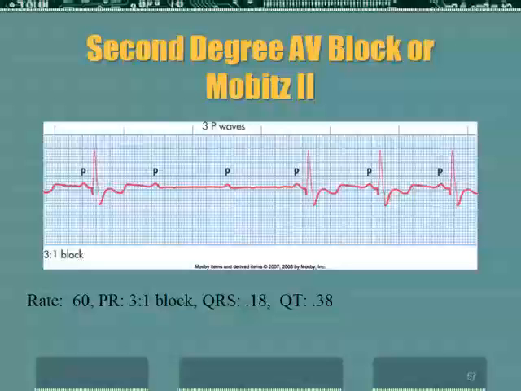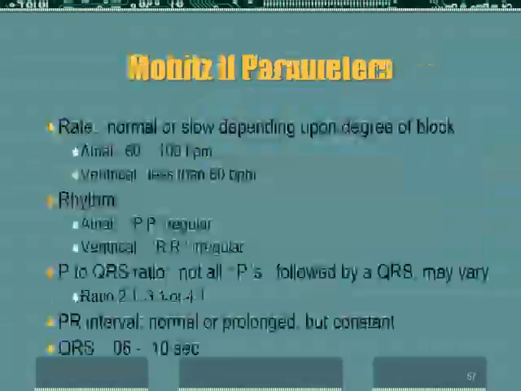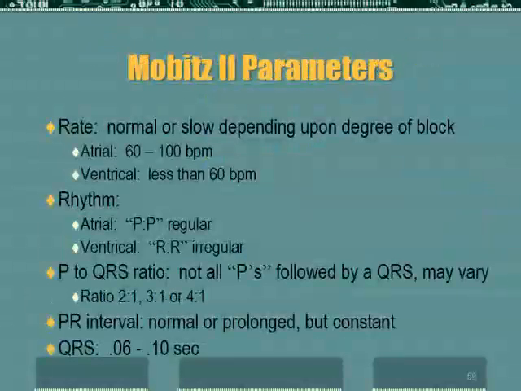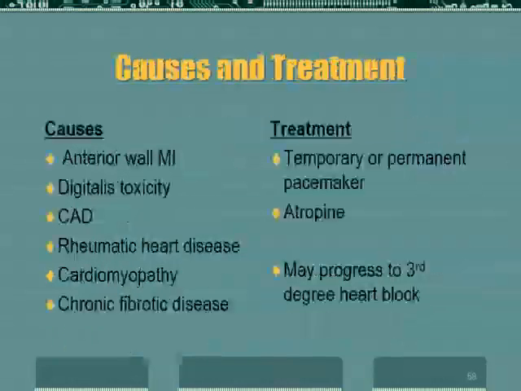A second degree heart block is known as a Mobitz 2, and with this one you have some P waves that are followed by a QRS. Some are not followed by a QRS. So here are your parameters, which I will let you read through. The P to Ps are regular, the R to Rs are regular, but not all Ps are followed by a QRS. So sometimes you'll have a 2 to 1, 3 to 1, or 4 to 1 blockage, that type of thing. The QRS is typically normal.